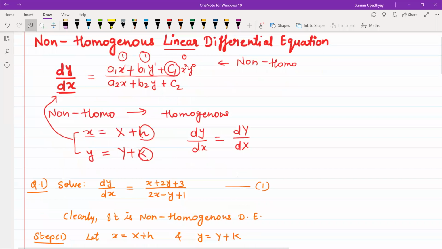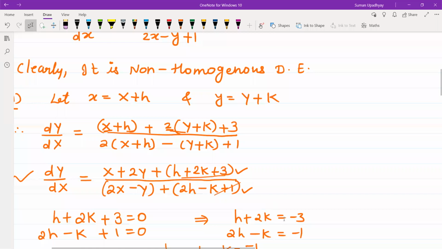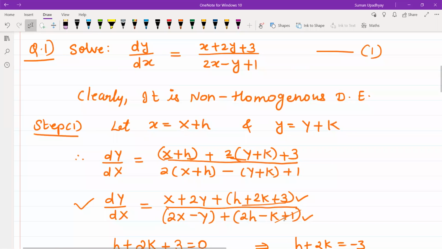So see, this was my question. Is it visible to everyone? Yes. So this was my question: dy by dx equals x plus 2y plus 3 upon 2x minus y plus 1. So this was my non-homogeneous differential equation. We are going to follow 2 steps. Step number 1 says convert non-homogeneous into homogeneous. For that you have to take the substitution as small x equals capital X plus h and small y as capital Y plus k. Is that clear to you, Pratik?